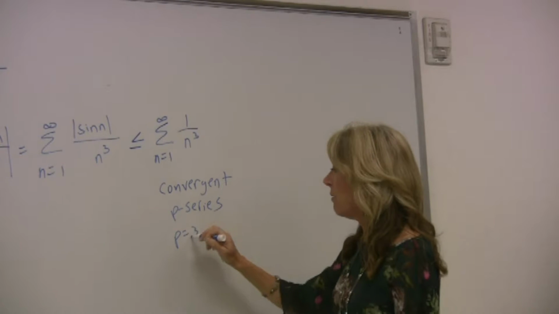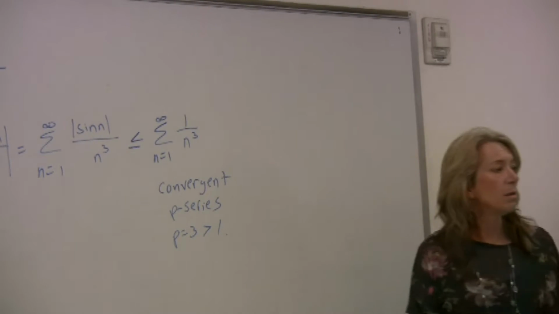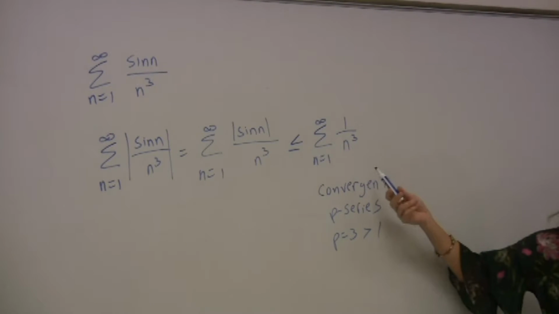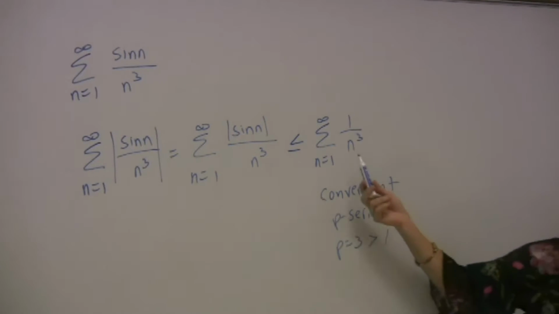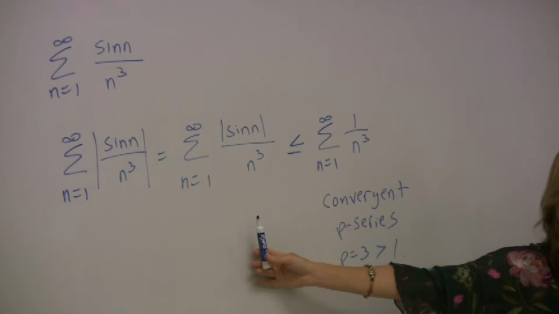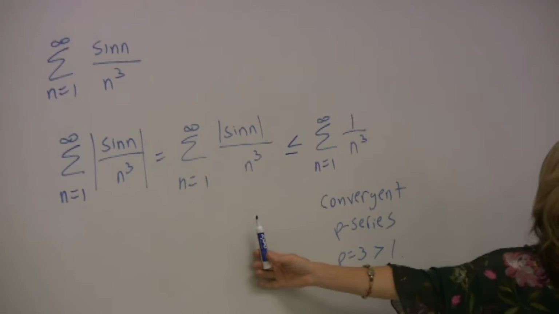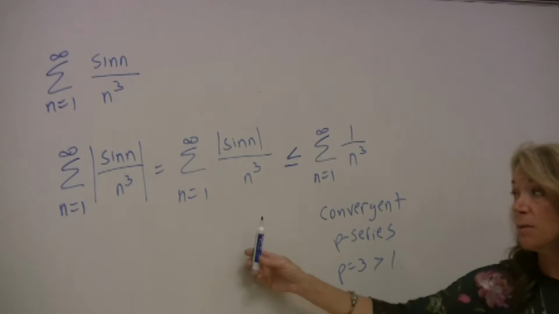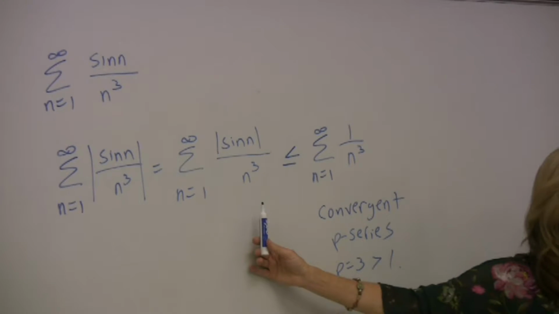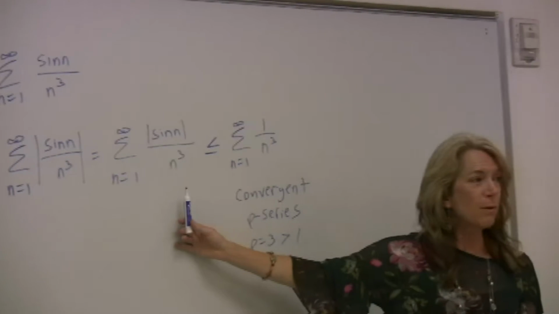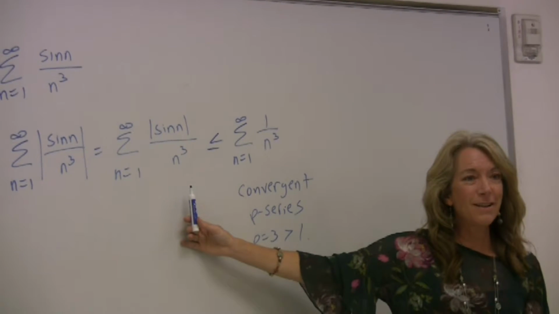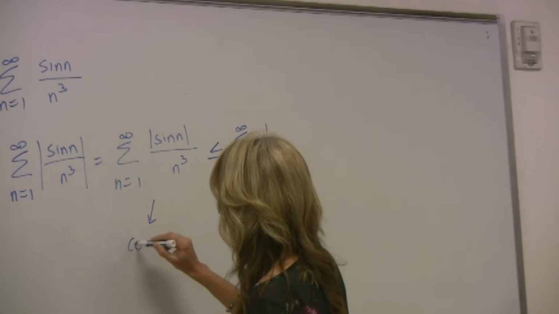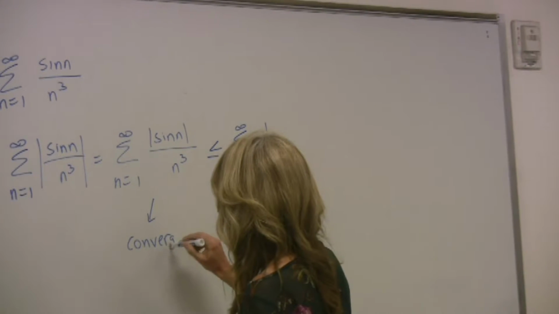P is equal to 3, which is greater than 1. So we know that this series is a convergent p-series. So what do we know about this series? I'd say it's absolutely convergent. Why? Because it's less than or equal to a convergent series. But what test did we use? The comparison test. So this one converges by the comparison test.